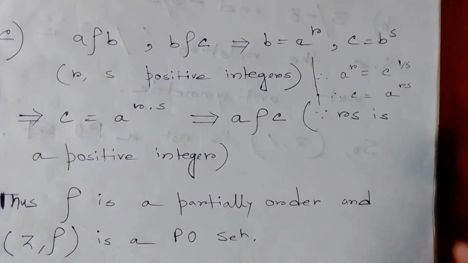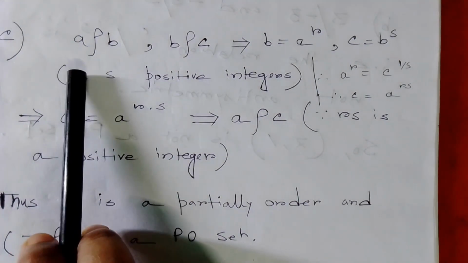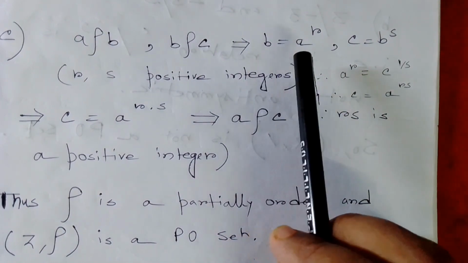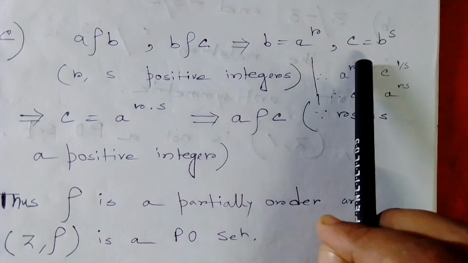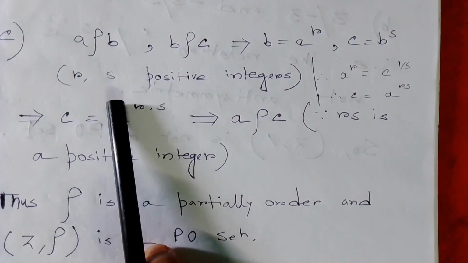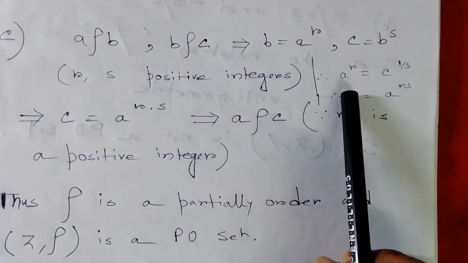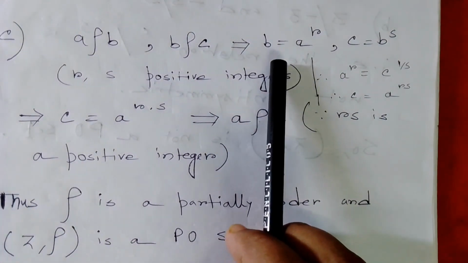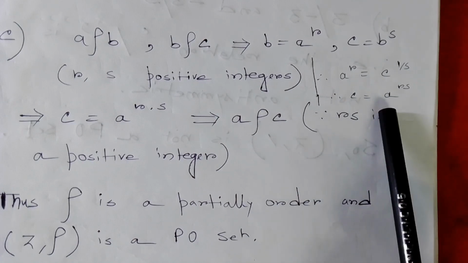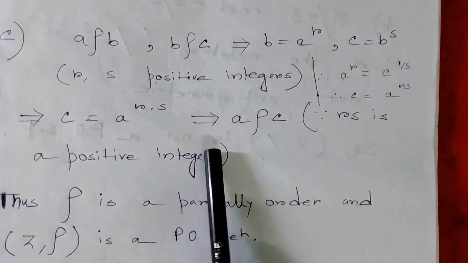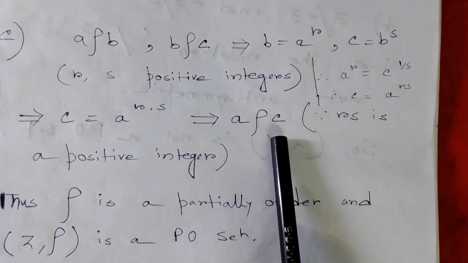And now we will check the third condition of a POSET, and that is transitive. So A rho B and B rho C. So we will write B as A to the power R and C is equal to B to the power S, and R, S are positive integers. So A to the power R will be equal to C to the power 1 by S, and C is equal to A to the power R into S. So this is A rho C.